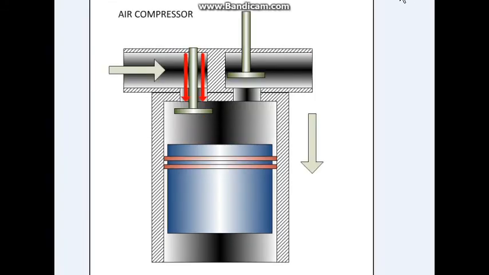The chamber is sealed by piston rings shown here. Lubrication is needed to reduce friction between the cylinder body and the piston ring. Some of the lubrication is carried off into the compressed air and must be removed later. End of lesson 1.